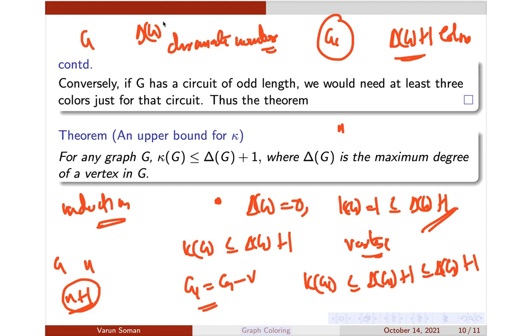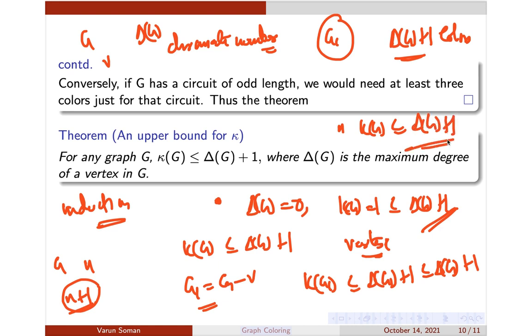Now there are delta G plus 1 colors available for you. So even if all the adjacent vertices have been colored with delta G colors, still one color will be left for you. That leftover color could be used to color V. So even if you add back the vertex V, you won't require new colors. The existing delta G plus 1 colors is enough. That means using delta G plus 1 colors itself, you could color your entire graph G. So the chromatic number, the minimum number of colors, will always be less than or equal to delta G plus 1.